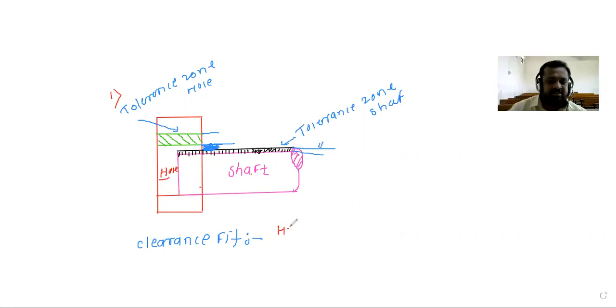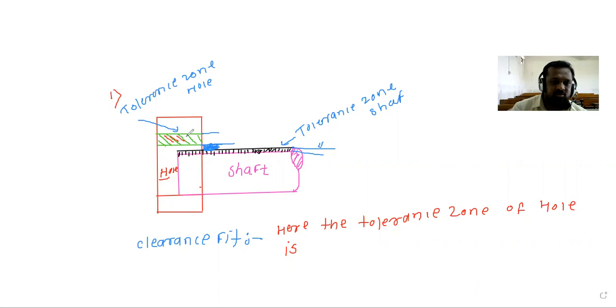Here in that clearance fit, the tolerance zone of the hole is above. See, this is the tolerance zone for the hole. Okay, here the tolerance zone of the hole is above. Okay, above.